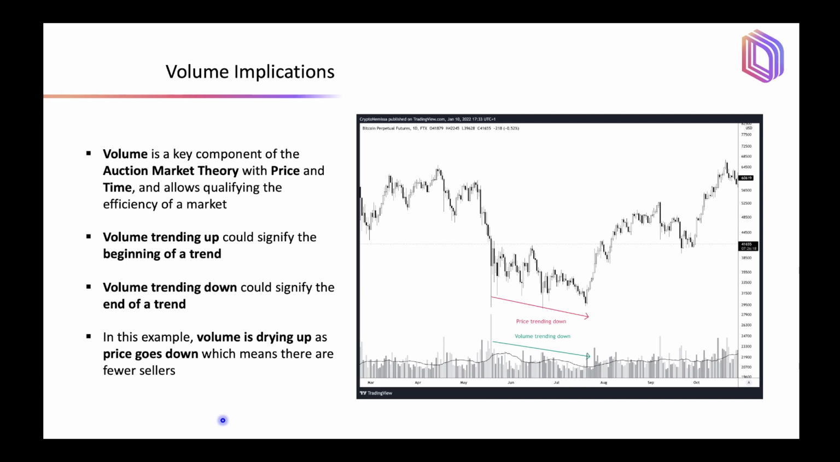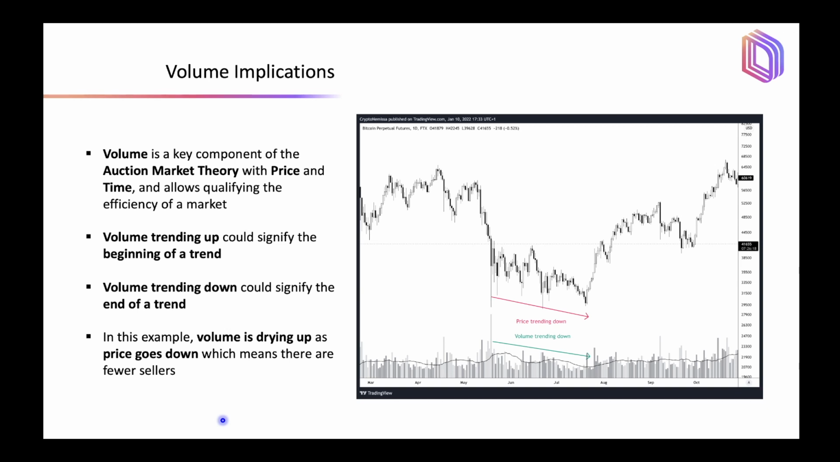But what the seller will have to do is lower the price again to come back to a level where it's being supported by volume, with high buying volume at the new level. And this is what we call an efficient setup. So volume is very important to qualify whether a market is being efficient. And we see that in trading in general.